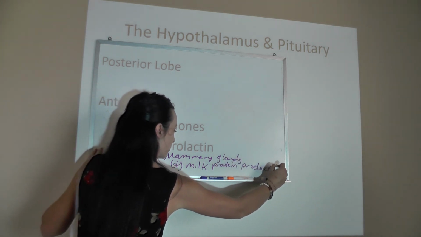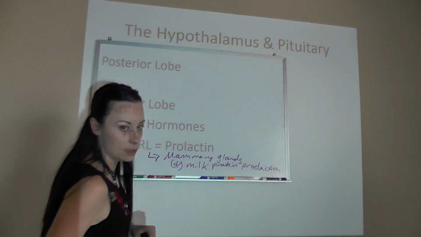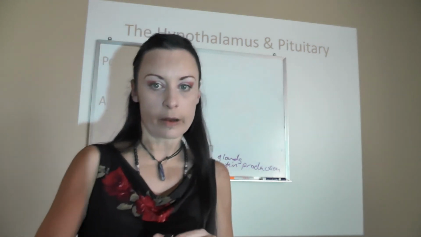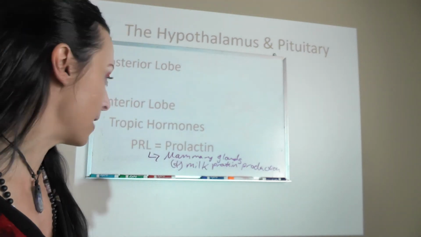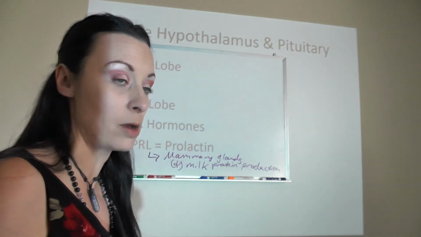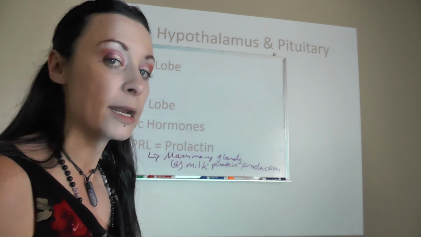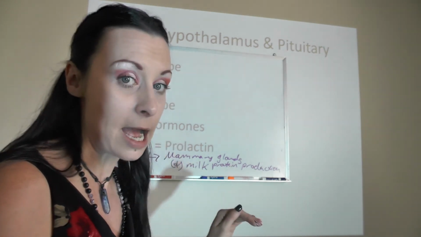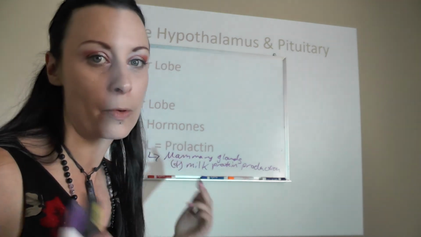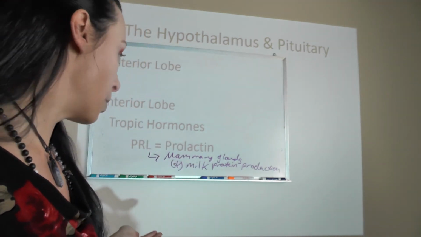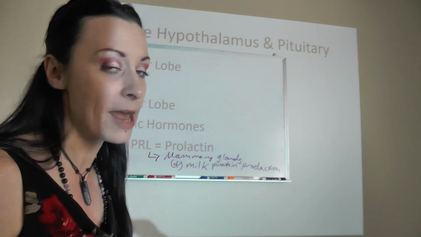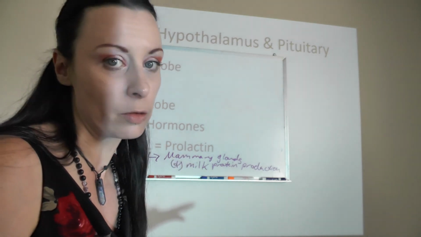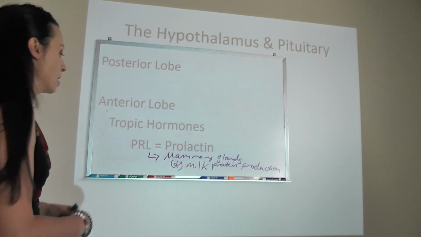Now, the production of milk is different than the letdown of milk. You may recall when we talked about the posterior pituitary, we talked about oxytocin and its effect on stimulating reproductive smooth muscle. In the mammary glands, we said it stimulates milk letdown. So oxytocin is going to stimulate milk letdown. Prolactin is going to stimulate milk protein production. So when the two are working together, a woman is going to be able to lactate and nourish her growing offspring.